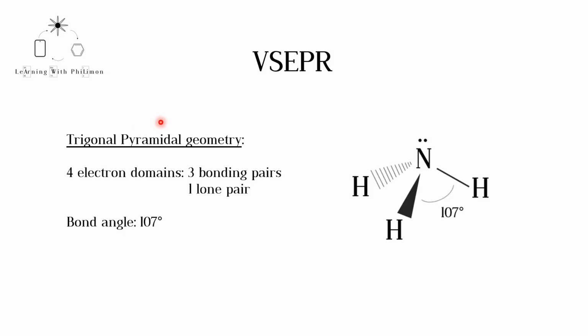The next geometry is trigonal pyramidal. Let's use the example of ammonia, NH3. Nitrogen has 5 valence electrons and uses 3 of them to bond with 3 hydrogen atoms. The remaining 2 valence electrons remain as a lone pair of electrons. There are 3 bonding pairs and 1 lone pair, 4 electron domains around the central nitrogen atom. The geometry is similar to tetrahedral, which also has 4 electron domains, but the lone pair pushes the bonding pairs closer to each other. The bond angle is approximately 107 degrees instead of 109.5 degrees.